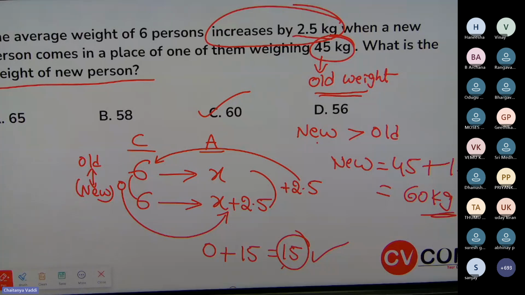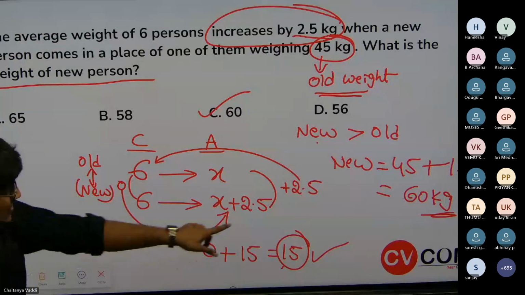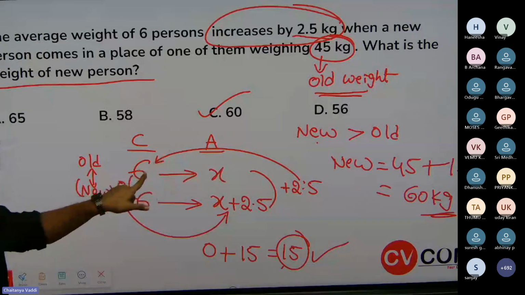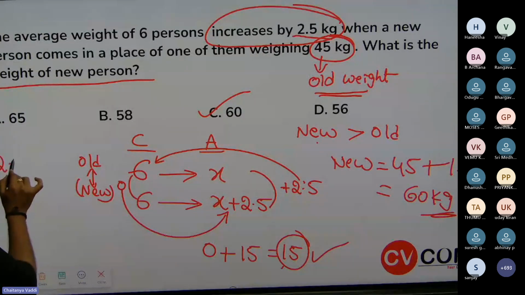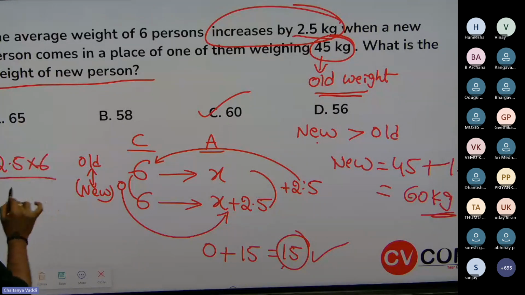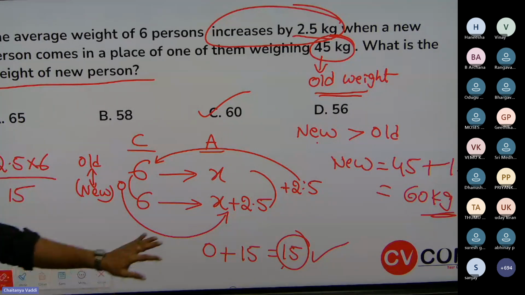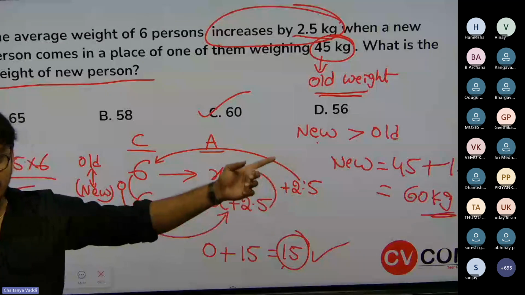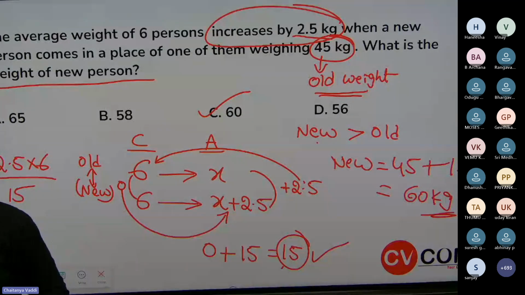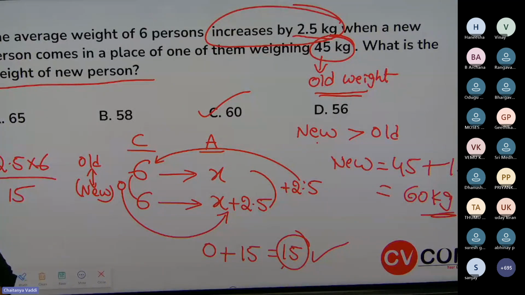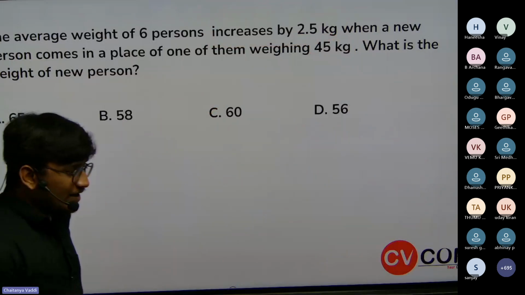Yeah, I can see a question from Meenakshi. So how did it come to 15? Very simple. If you multiply 2.5 with 6, 2.5 into 6 will give you 15. 6 twos are 12, half of 6 is 3. You just need to do the multiplication, you will get 15. So this 15 indicates the weight of the new person will be 15 kgs more than the weight of the old person. Okay, yeah. Now let me show the question.